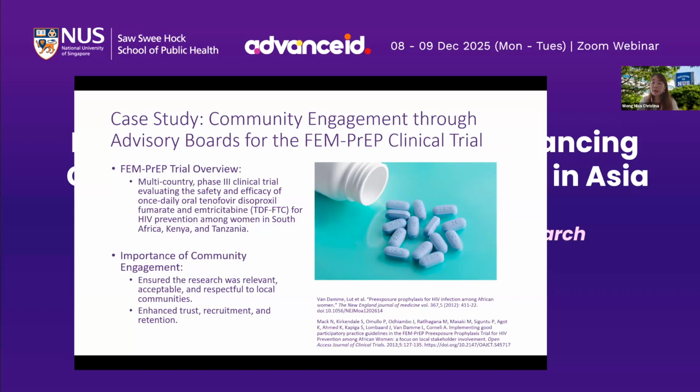And while the biomedical outcomes were crucial, a unique strength of this FEMPREP clinical trial was its focus on understanding how social and behavioral factors affected product use and study participation. So in trials like this, community engagement is essential. Working closely with local communities helps ensure that the research addresses real concerns, is culturally appropriate, and earns the trust that is very important for successful recruitment and retention of participants, and also to identify and address ethical or practical challenges before they can disrupt the study.